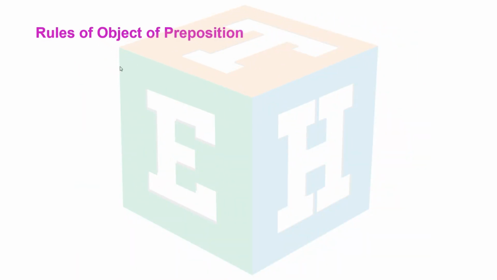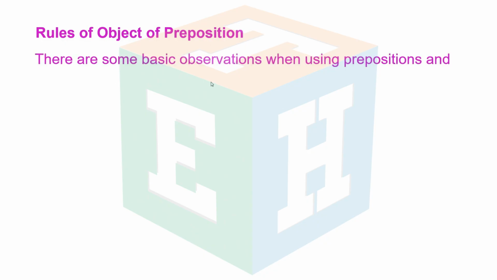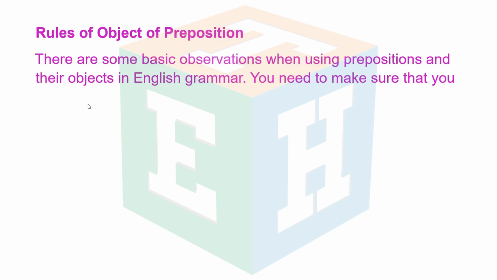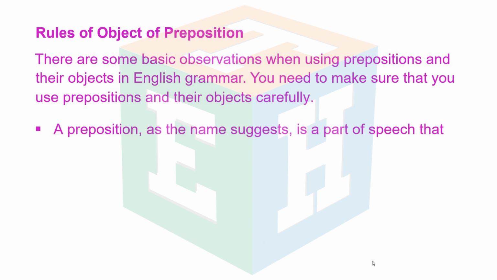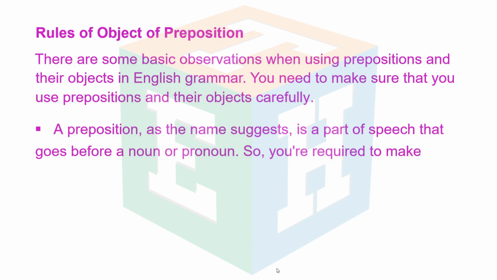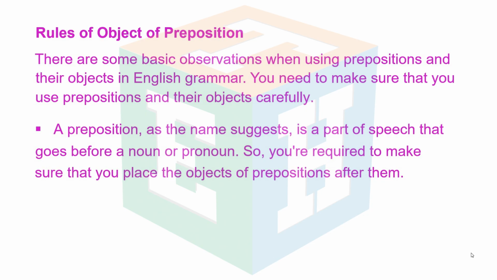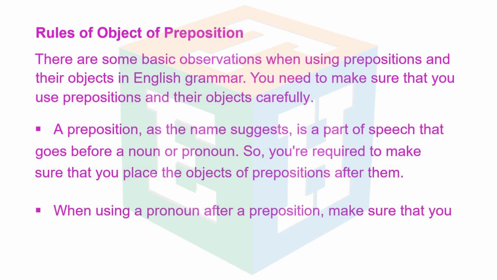Rules of object of preposition. There are some basic observations when using prepositions and their objects in English grammar. You need to make sure that you use prepositions and their objects carefully. A preposition, as the name suggests, is a part of speech that goes before a noun or pronoun. So, you're required to make sure that you place the objects of prepositions after them. When using a pronoun after a preposition, make sure that you use the pronoun in objective case.